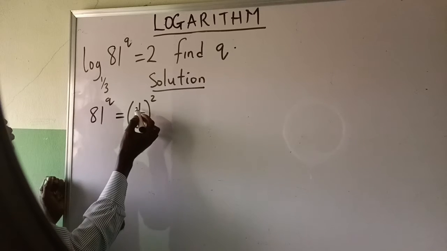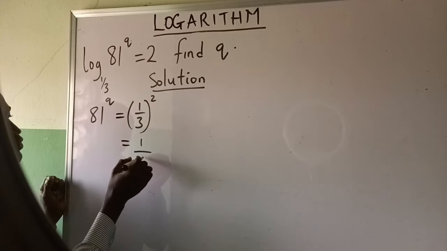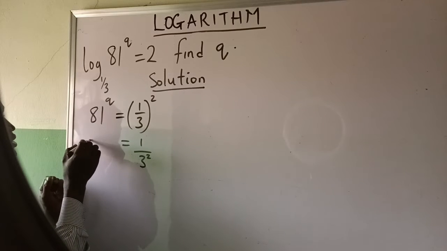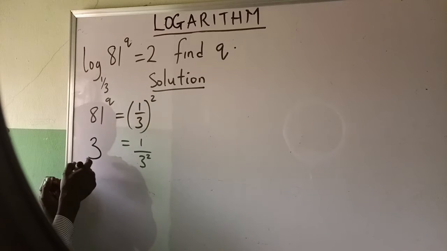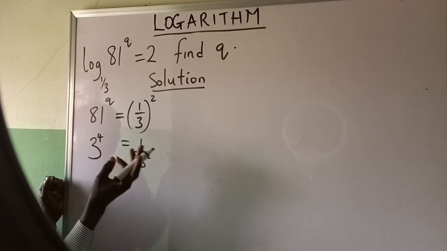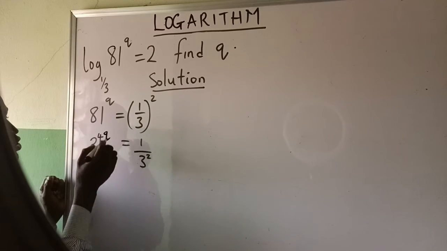Now what you do, 1 squared will give you 1, 3 squared will give you 3 raised to the power of 2. Now this means 3, to convert it to its basic index 4, it means 3 raised to the power of 4. That is 81. That is 3 times 3 times 3 times 3. That is 81. You attach this q.